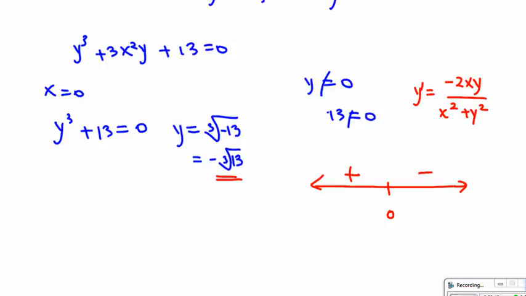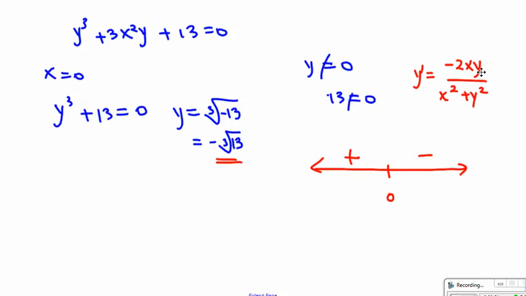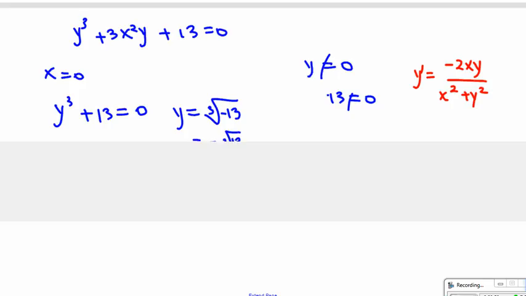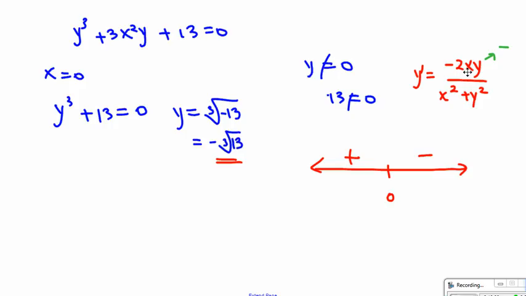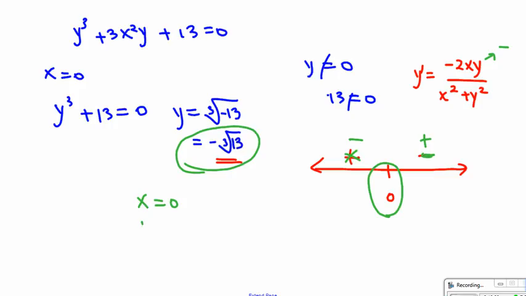So from this expression, this would have been true if y is positive. But since y is negative, when x is negative, then this portion will be negative. When x is positive, the slope will also be positive. That makes x equals 0 the minimum value, right over here. So x equals 0 and y equals negative cube root of 13. Alright, let us move on to the next question.